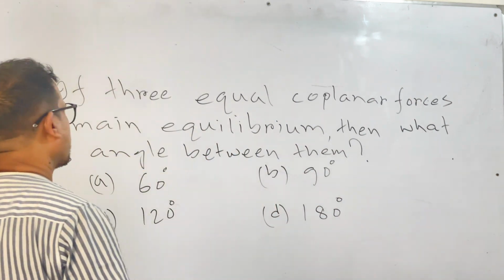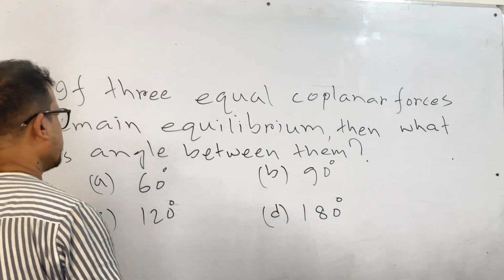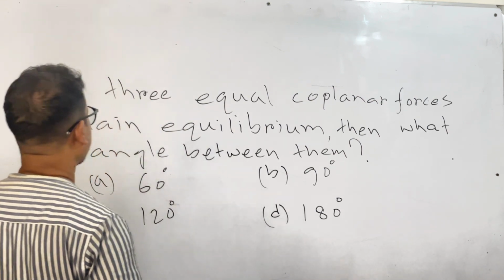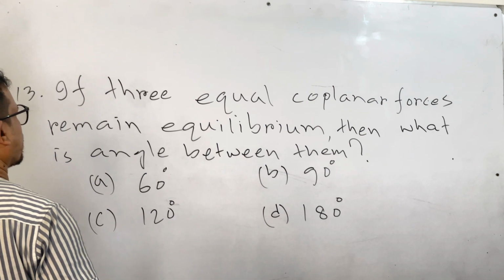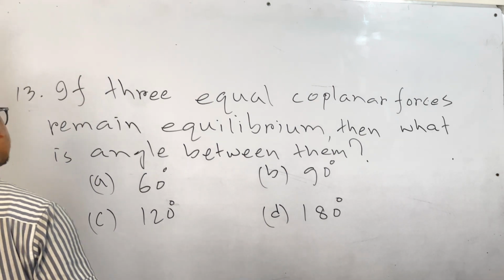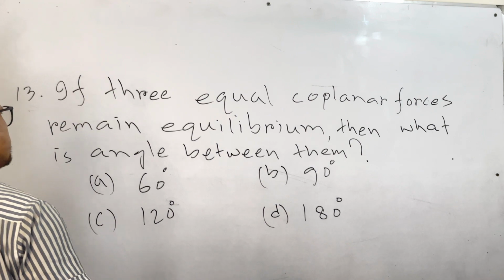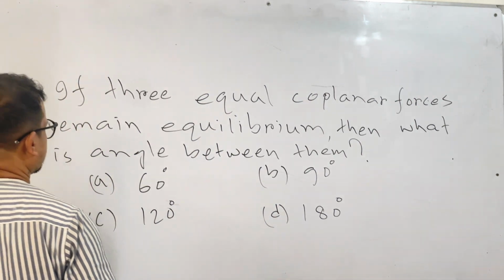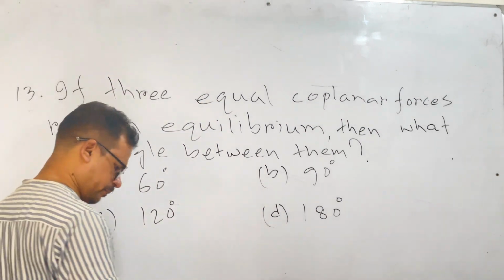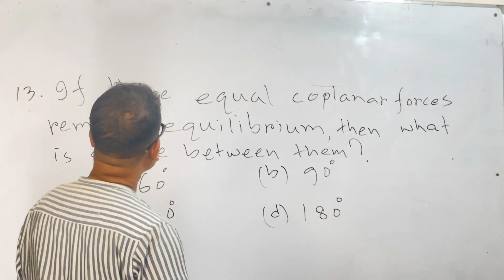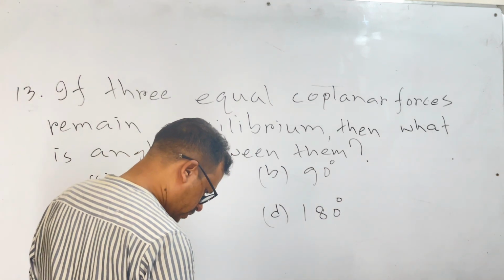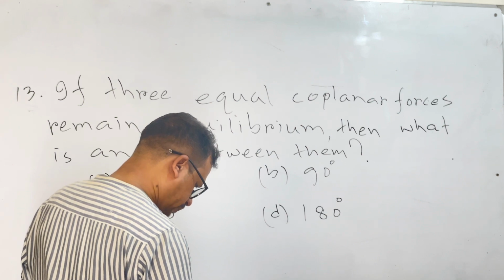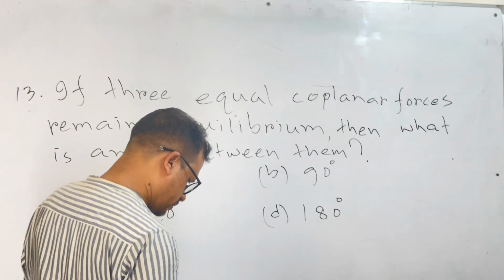Three equal coplanar forces remain in equilibrium, then what is the angle between them? That means we have to find out the angle, and the equal coplanar forces are in an equilibrium position. Then what is the angle between them? 60, 90 degree, 120 degree.